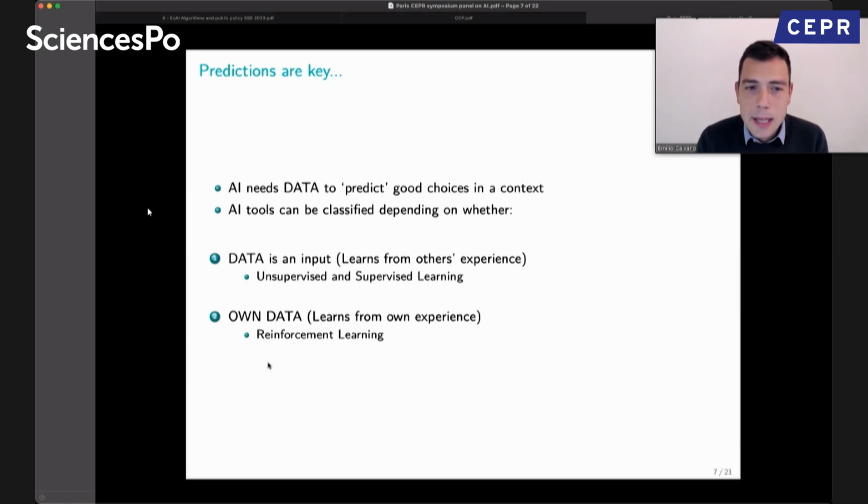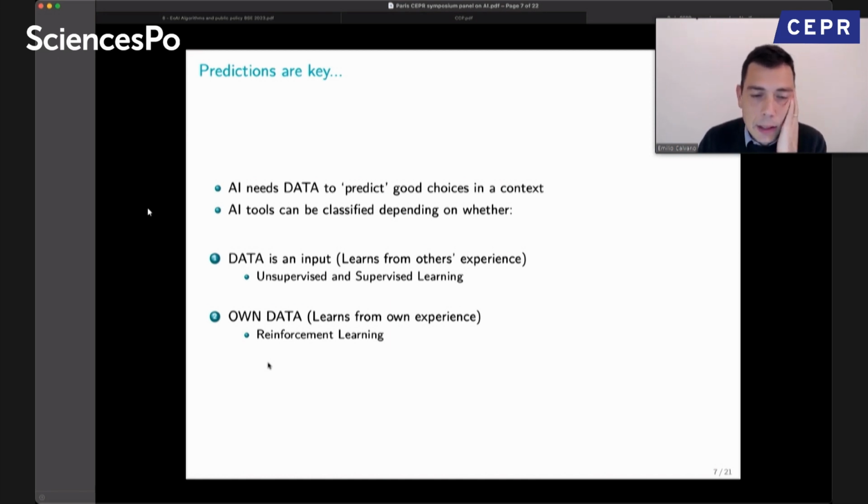Now, predictions are really key in the sense that these tools need data to predict good choices in a context, and they can be classified depending on whether data is used as an input or whether they generate their own data. Data as an input means that these tools are learning from others' experience. Unsupervised and supervised learning are good examples of that. But the most sophisticated tools actually generate their own data. These are the tools that play with things. Given some control variable, they play with this control variable, and then they try to figure out what that control does, both to some kind of reward that they get, and also to how that control is changing the environment, and of course the relevant variables in the environment which matter for the decision at hand.